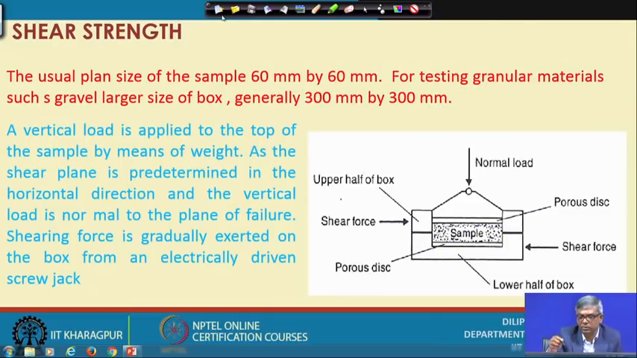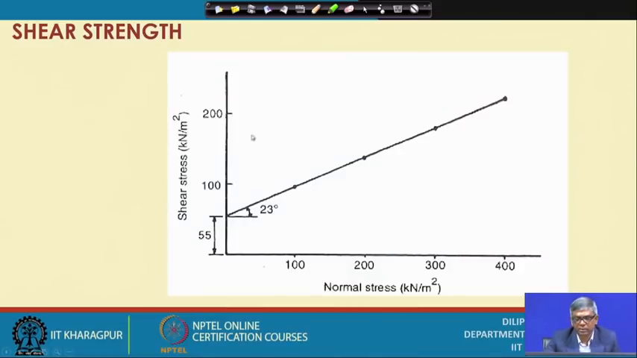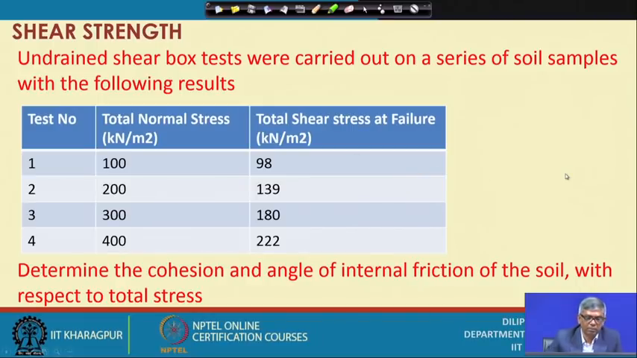This is the test procedure, and suppose I take a set of data from a test. As we have seen, the shearing resistance from friction is a function of normal stress. So, the test is carried out for different values of normal stress: 100, 200, 300 and 400. When you apply 100 it is the same, but we are doing different tests.